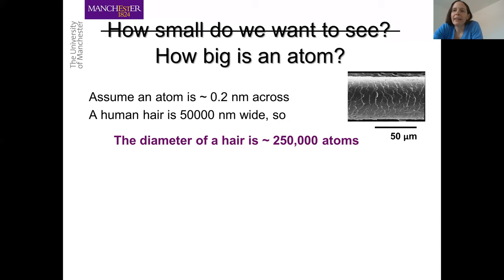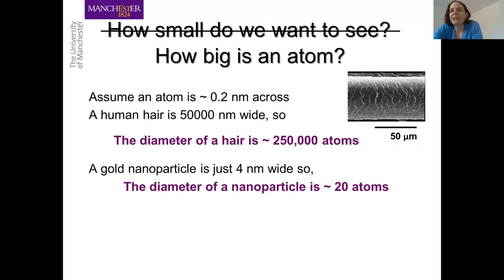To put that into context of the nanomaterials I was talking about earlier, a gold nanoparticle is just about 4 nanometers wide. So that means in terms of atoms, it's just about 20 atoms across.